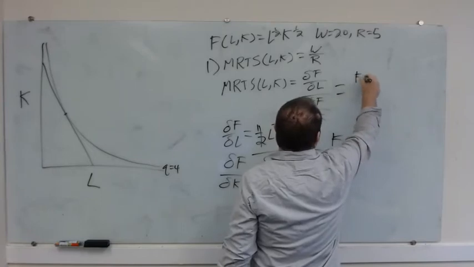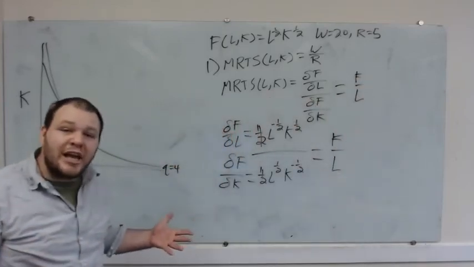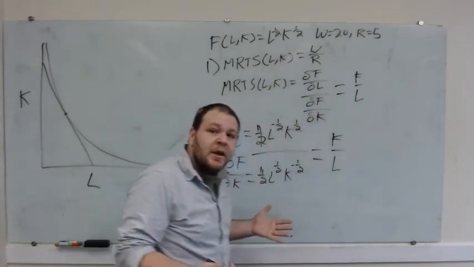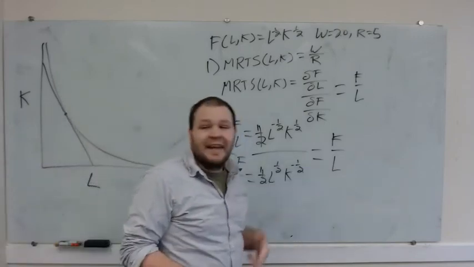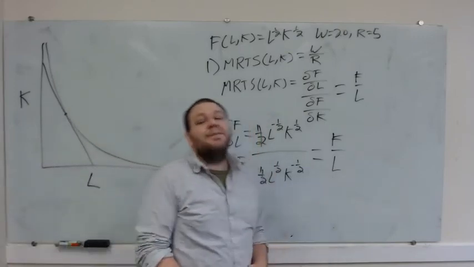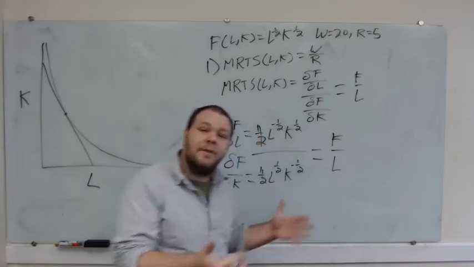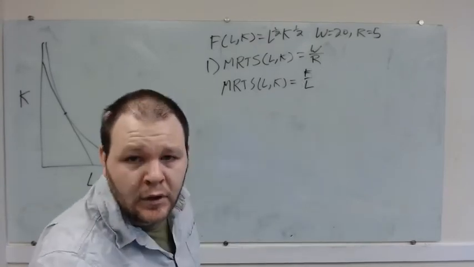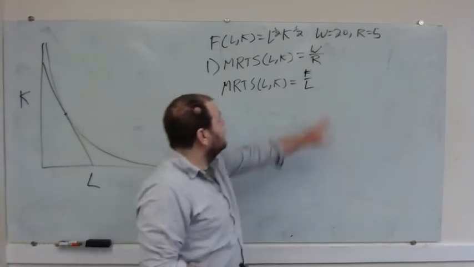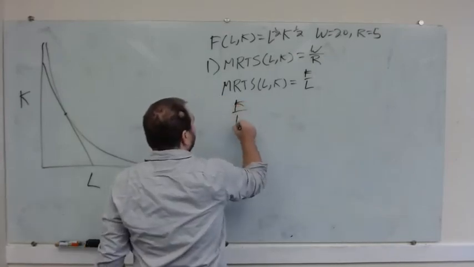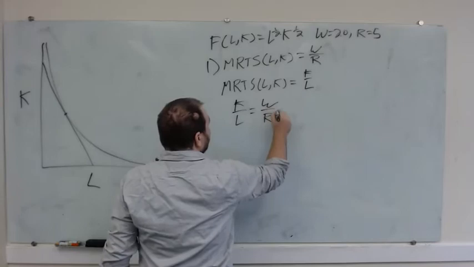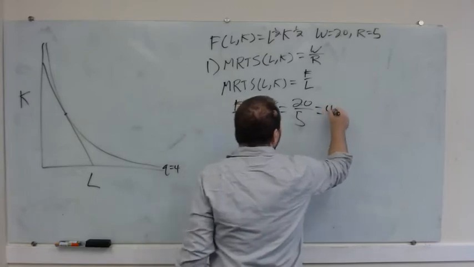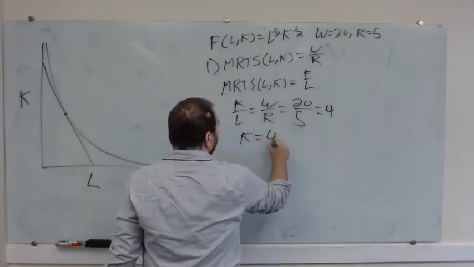Again, we can do a gut check here. If we have more capital, that should make capital less productive and labor more productive. So we'd be willing to give up more units of capital to get a little bit of labor. If we have more labor, that makes capital more productive, labor less productive. So we should be willing to give up less capital to get a little more labor. Awesome. So now we just need to set K over L equal to W over R, which is of course equal to 20 over 5. Or if you prefer, 20 over 5 is just 4. So I can say K equals 4L.